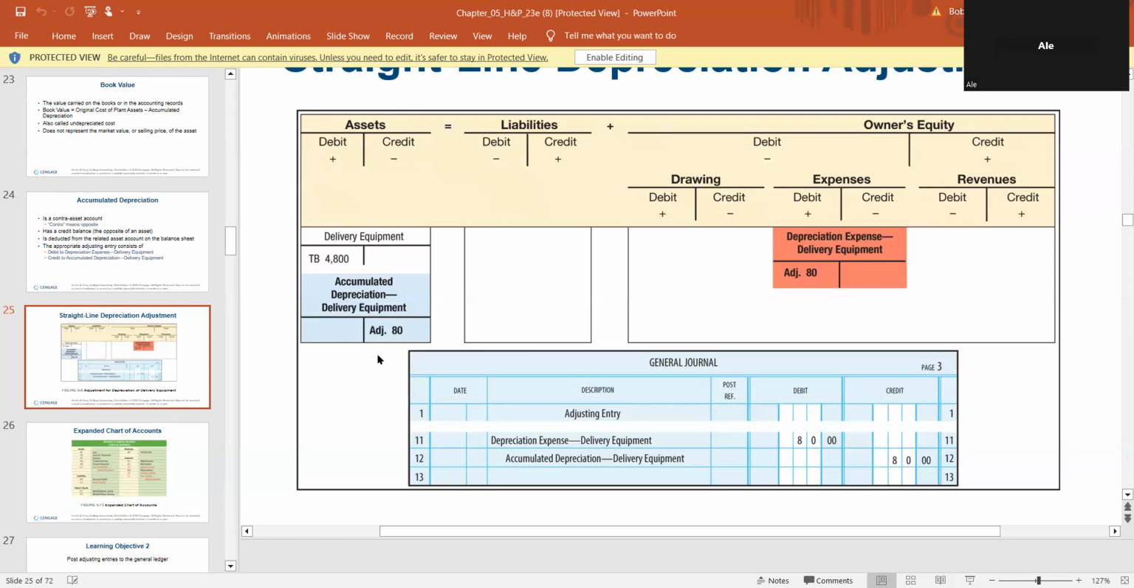It is a contra asset account. Contra meaning it has the opposite sign. When you credit accumulated depreciation, you are increasing it. What's being reduced is the difference between these two numbers, which is called the net book value. And that's what people want to look at.